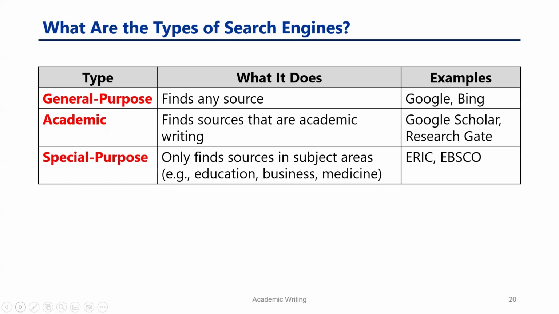Another type of search engine, which is what we're interested in, is an academic search engine. It finds sources that are themselves academic writing. Two examples are Google Scholar and ResearchGate. And we're going to be looking at Google Scholar a lot in this course.